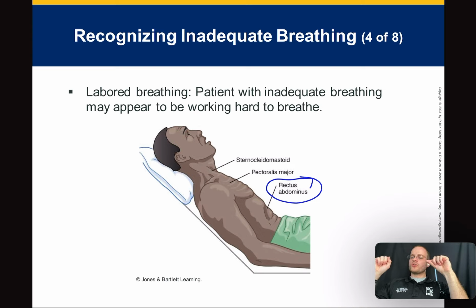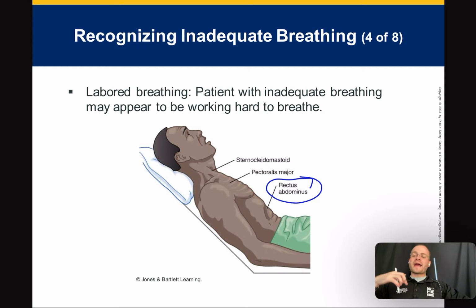One you will see in adults especially is belly breathing, where they start using their abdominal muscles to aid their diaphragm in moving, okay? So they'll literally be using their belly to aid in their breathing. So you'll see their belly moving a lot with breathing. Okay, that's a bad sign when that happens.